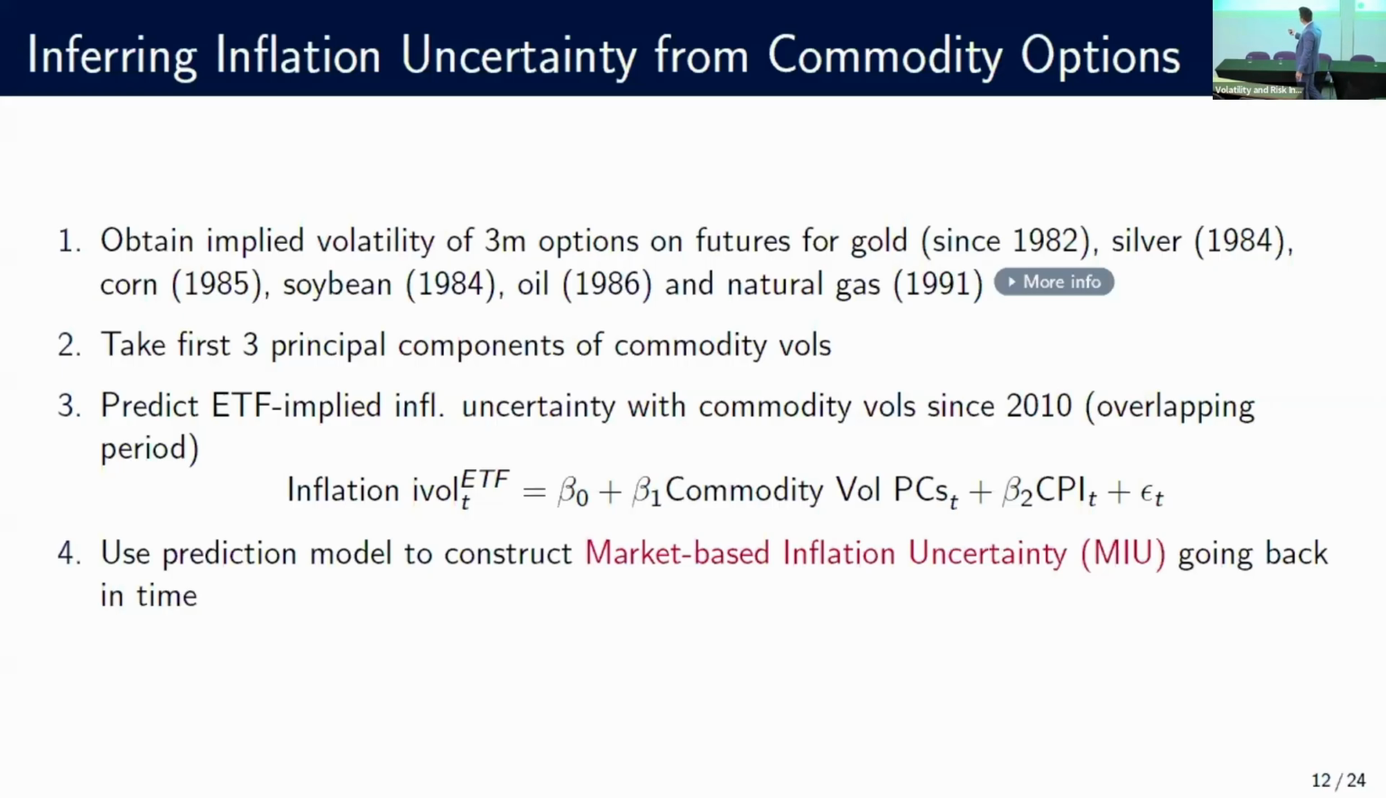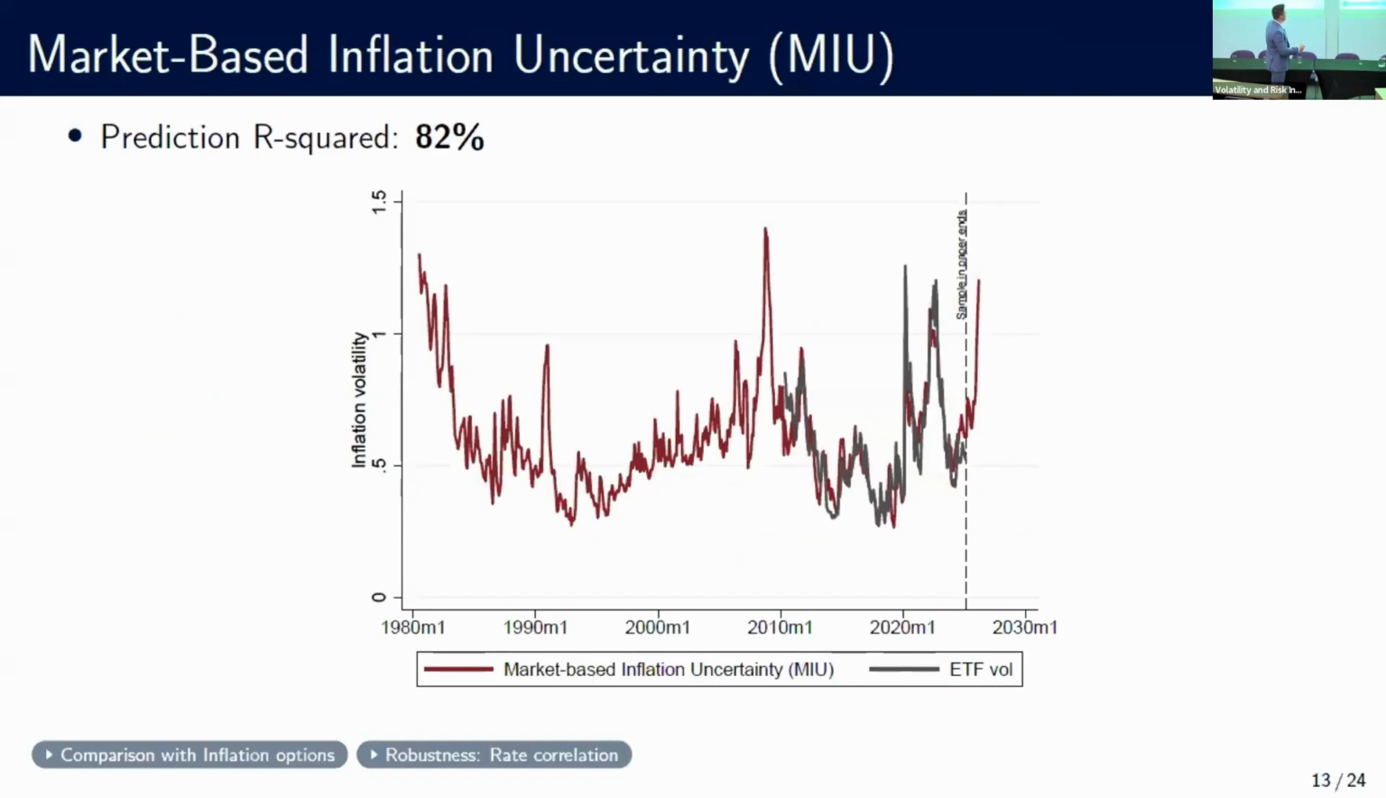We're running a regression where we're using the commodity volatility PCAs as the predictive variables and the inflation level, the CPI here as well, right? And that predictive model will give us our market-based inflation uncertainty measure. This is how it looks over time. Our prediction R-squared is really good. There's a tight relationship between commodity volatility and bond ETF inflation volatility, as you would expect, right?